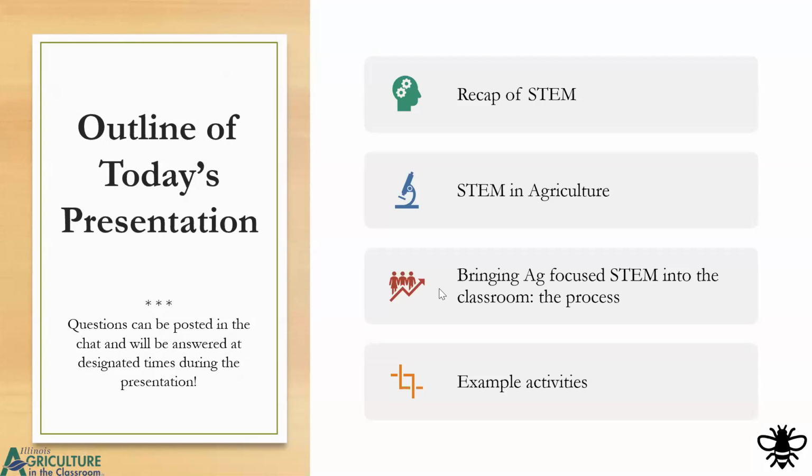So just a little bit of outline of what we're doing today. First, we're just going to do a quick recap of STEM. We're going to talk about how we can bring STEM and relate that to agriculture. We're going to go into ag-focused STEM activities, and I have a little bit of a process I'm going to share with you guys, and then I've got a lot of different example activities to share with you, just so that you get these ideas of how you can do these STEM activities in your classroom.